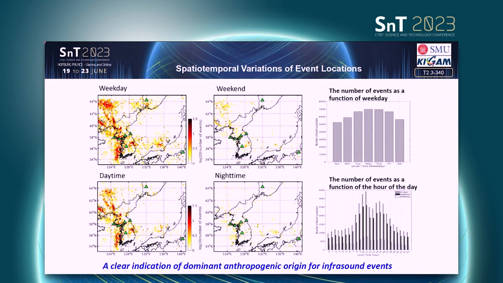Here is another interesting point: most events correspond to human activity. This is the same 2D histogram of infrasound events, but we divide it by weekday or weekend, daytime or nighttime. It is very strong evidence that most infrasound events happen on weekdays and also in the daytime. You can also see the histogram on the right. Most events happen from Monday to Friday, and the bottom right histogram shows most events in the morning, decreasing at lunch time and increasing again after lunch time, so very corresponding to human activity times.